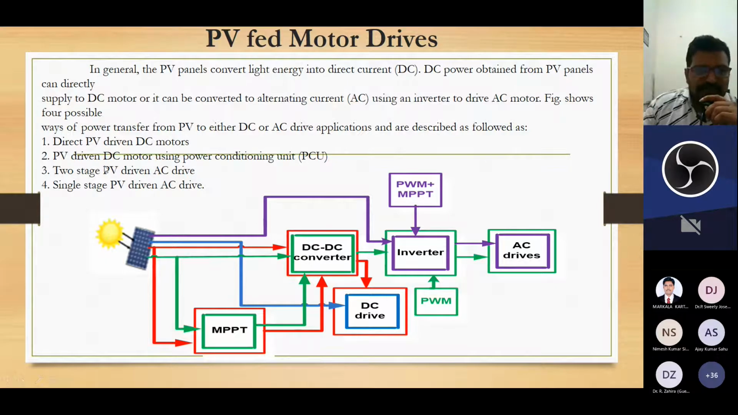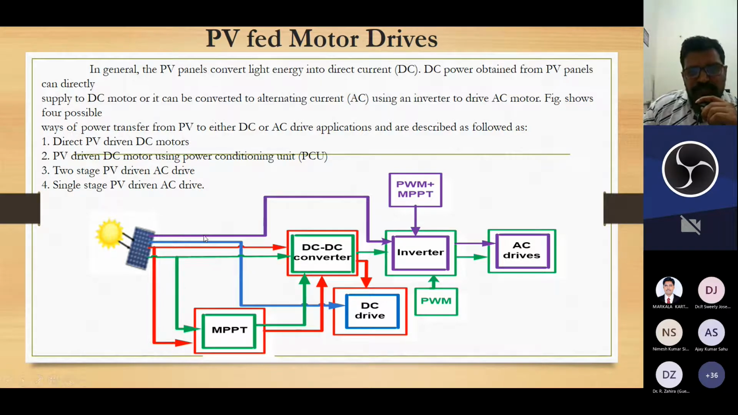Similarly, the single stage system is in violet color. The power from the PV panel is fed directly to the inverter instead of through the DC-DC converter and MPPT, which will reduce the cost of the converter system. Even though less power is achieved from the PV system, in some applications the reduction of the converter cost is more important than getting more power.